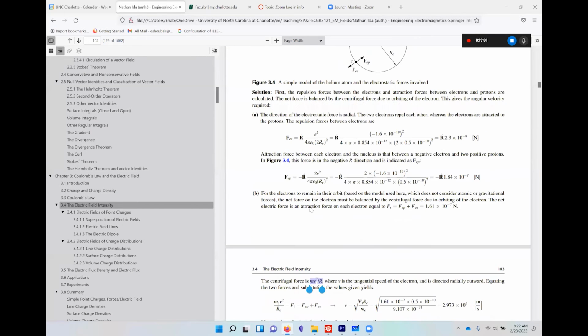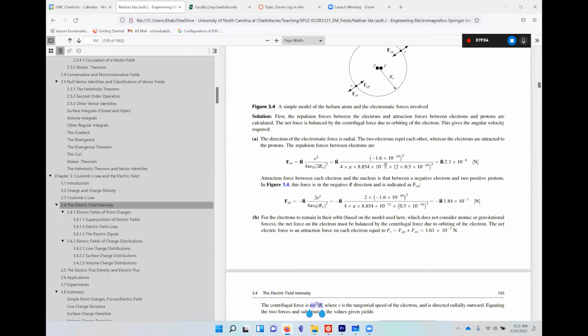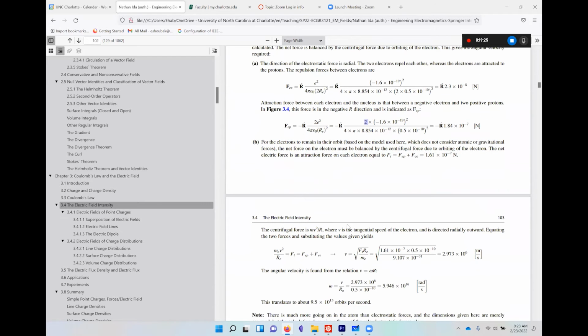So here he calculates FEE, the positive forces between the electrons. He calculates the attractive force between one electron and the 2 protons. That's why there is a multiplication by 2 here, right? And notice the forces are not equal. This is not stable. There is some extra force that needs to be there, and that extra force is the centrifugal force. So he calculates the difference.